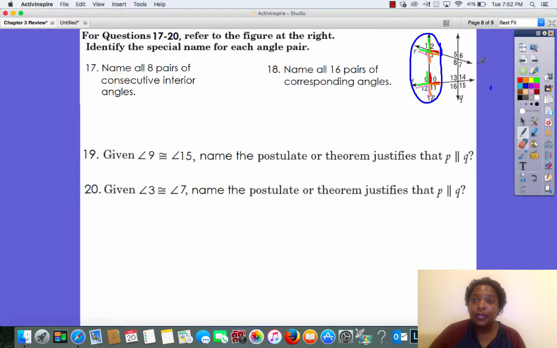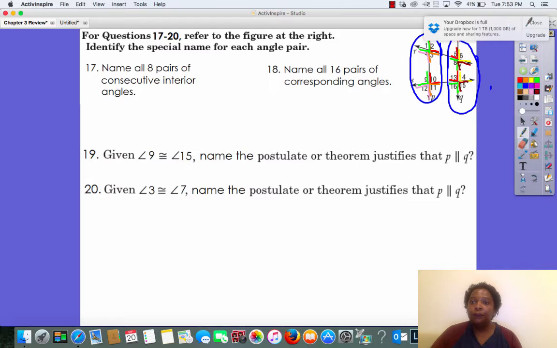Our last set going up and down. Angle 5 goes with angle 13. Angle 6 goes with angle 14. Angle 8 goes with angle 16, and finally angle 7 goes with angle 15. Matching, same location. Alright, so that takes care of all 16 pairs. Remember proper notation.